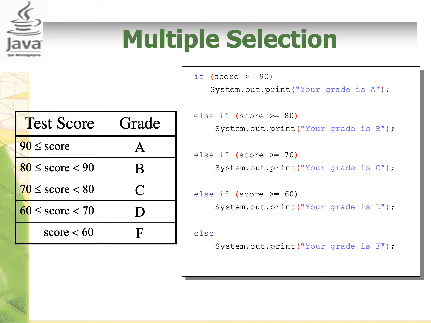Let's look at another example of multiple selection. Here we have the test score and the grade. You might want to use multiple if-else in this type of question when you have ranges of numbers. Before writing the code, you might want to understand the flow first. Should you start off with the lowest score range and move upwards, or go from the larger range and move downwards? Both work depending on how you write your code.